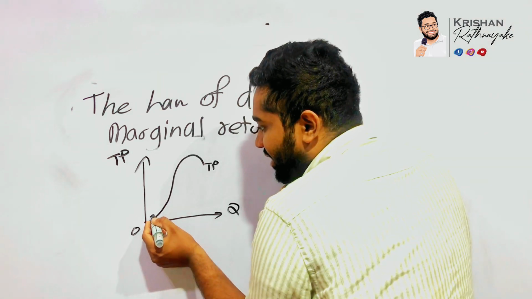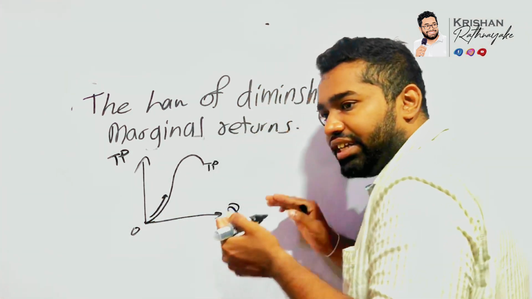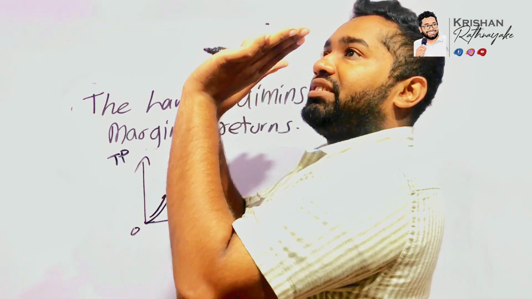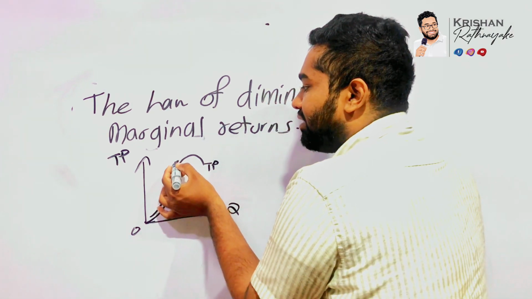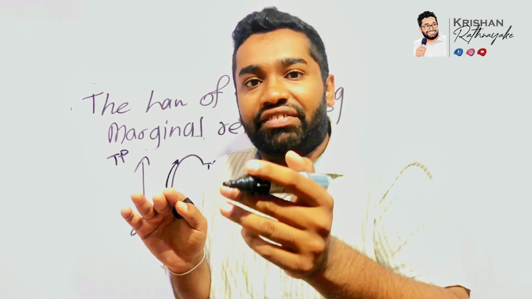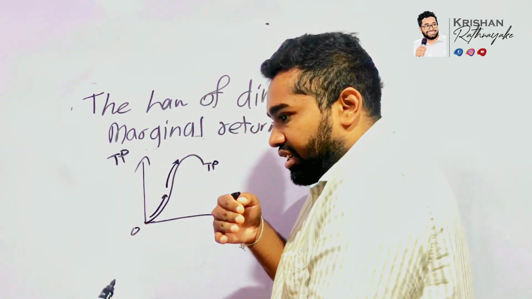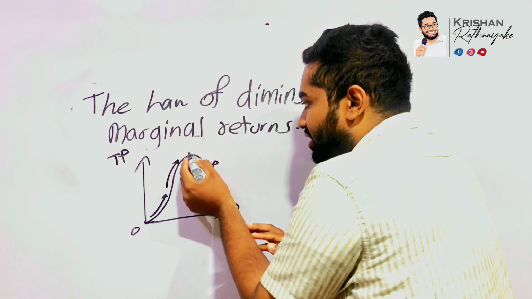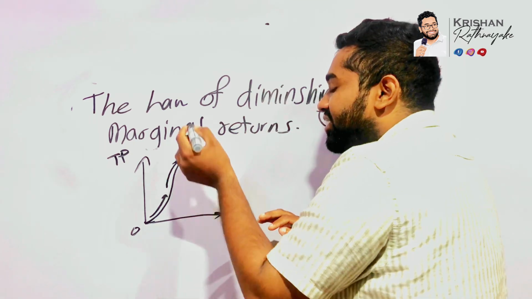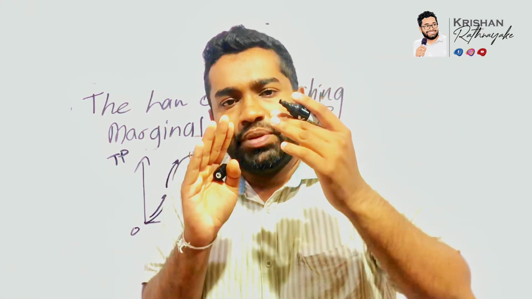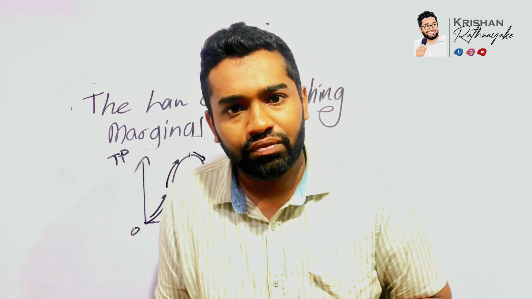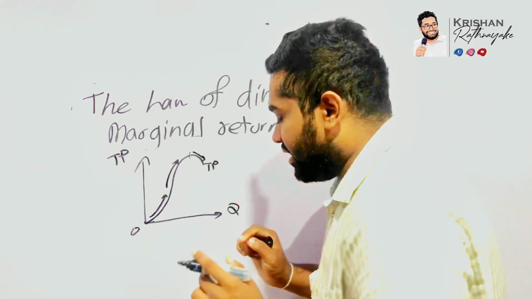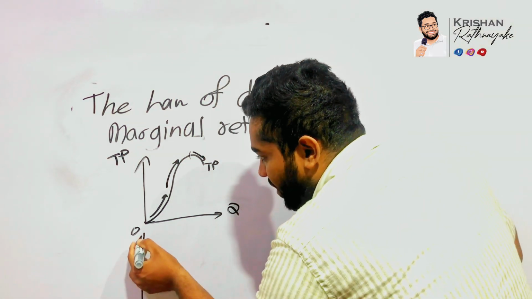So we can explain the behavior. Total product is increasing at an increasing rate. Then total product is increasing at a decreasing rate. The rate is decreasing. First increasing at an increasing rate, next increasing at a decreasing rate, next it comes to the highest point and gradually decreases. So this is the behavior of the total product curve. This is how to explain the behavior of the total product curve. Understood? Right.